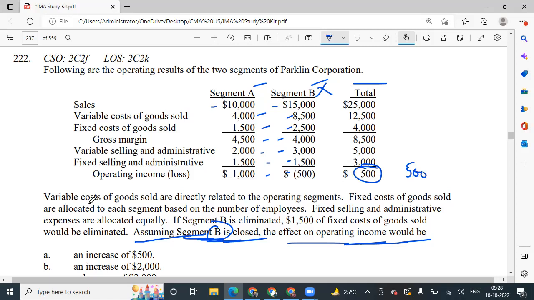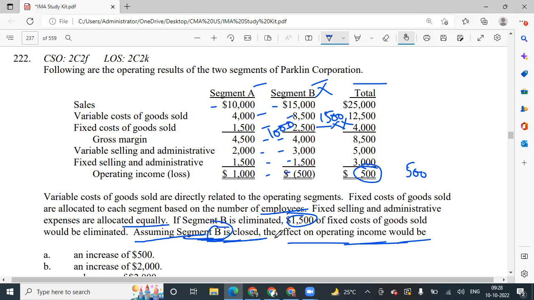Variable cost of goods sold are directly related to the operating segments. Fixed cost of goods sold are allocated to each segment based on the number of employees. Fixed selling and administrative expenses are allocated equally. If segment B is eliminated, 1,500 of fixed cost of goods sold will be eliminated. So this is going to go off, so it's going to be 1,000 remaining here.